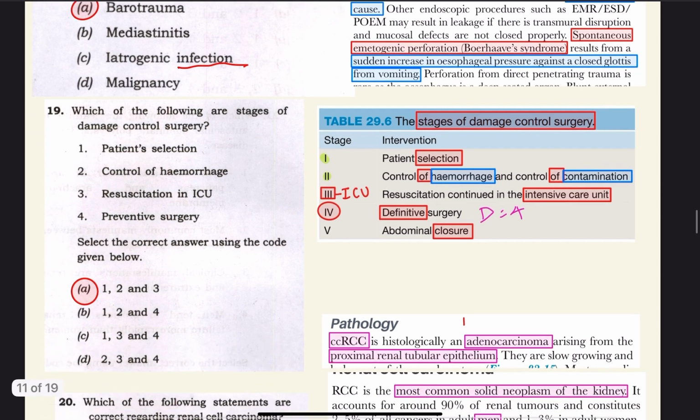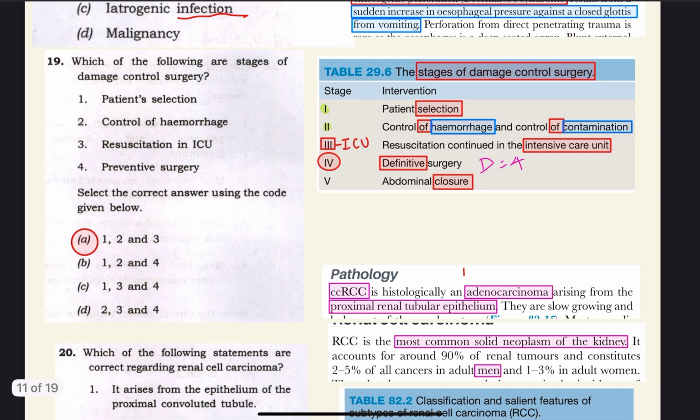Now question number 19, a very famous question, you must know this topic: stages of damage control surgery. What are the stages? The first, you have to select the patient. Next is control of hemorrhage. Then third is resuscitation in ICU, and the fourth is definitive surgery. It is written preventive surgery, no, it is definitive surgery. And fifth is abdominal closure.